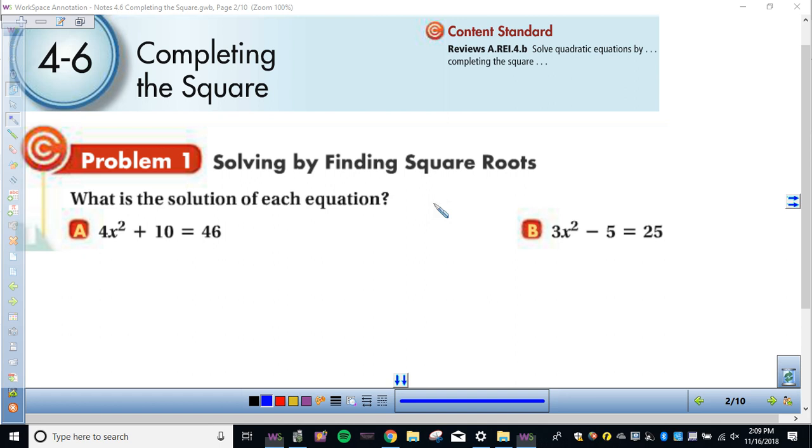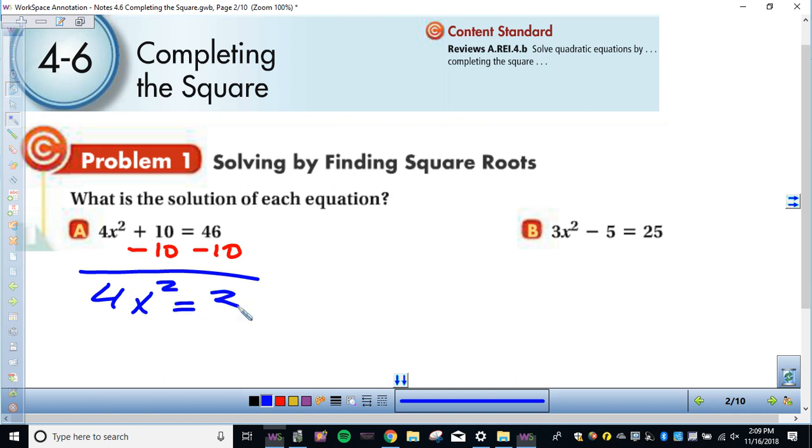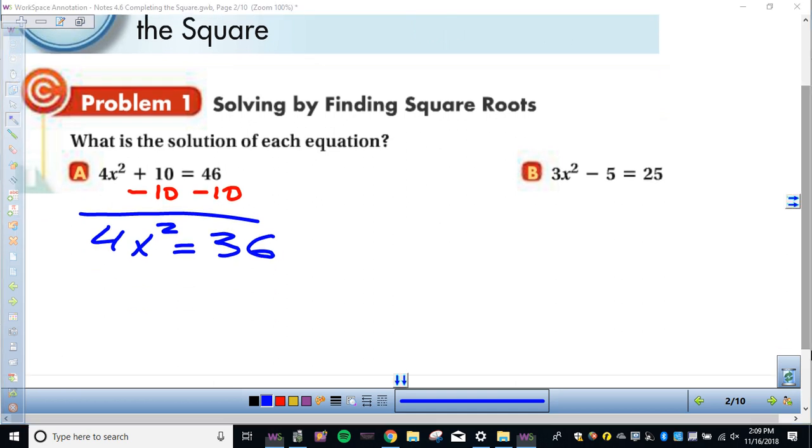So if I look at A, what do I have to do to solve for x? Subtract 10. So I get 4x squared equals 36. What's the next step? Divide by 4. So I end up with x squared equals 9. What's the last step? Square root.